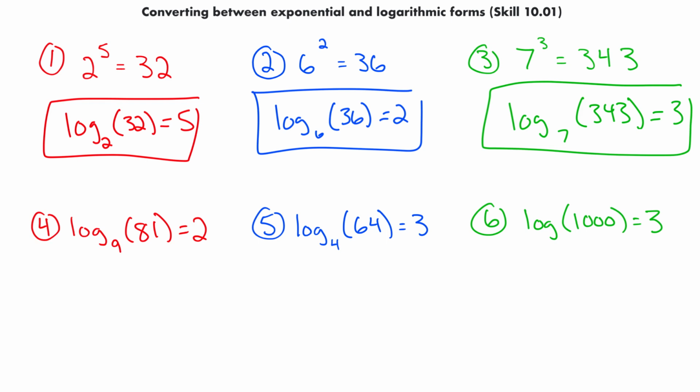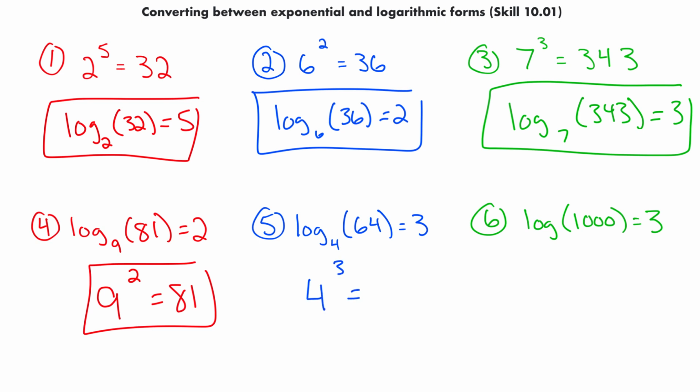The next three are how I convert from a logarithm to an exponential. So problem 4 says log base 9 of 81 equals 2, which is true because if you ask yourself, what power do you need to bring 9 to in order to turn into an 81? The answer would be 2. And that's what it is as an exponential. 9 to the second power equals 81. Problem 5, log base 4 of 64 is equal to 3, would turn into 4 to the third power is equal to 64.